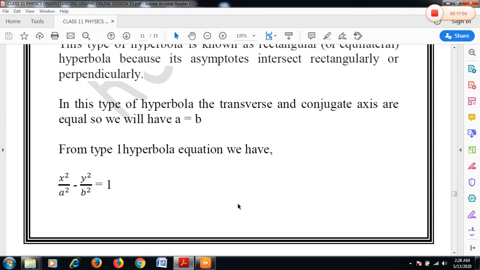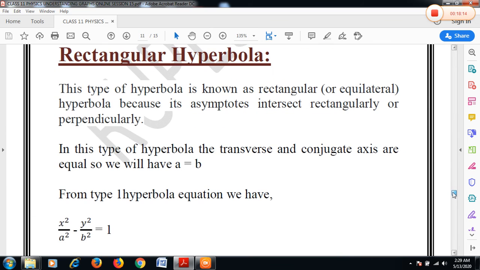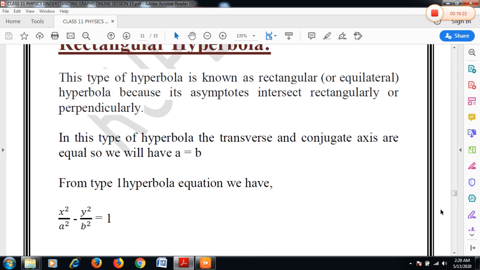From the type 1 hyperbola, what is the type 1 hyperbola? x square by a square minus y square by b square equals 1. We have already seen it, right?